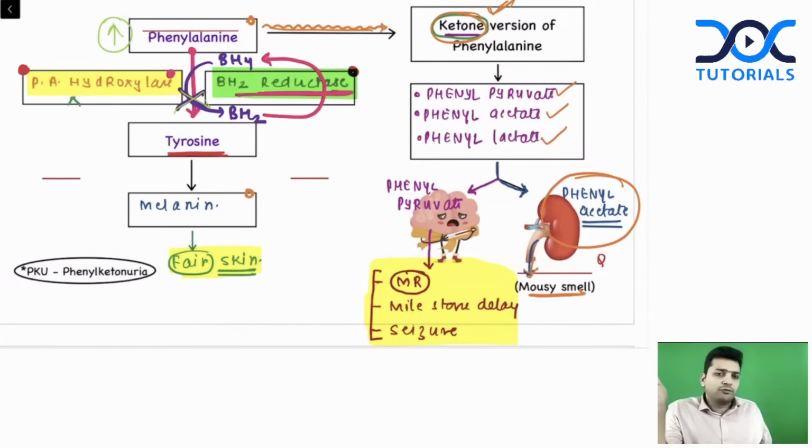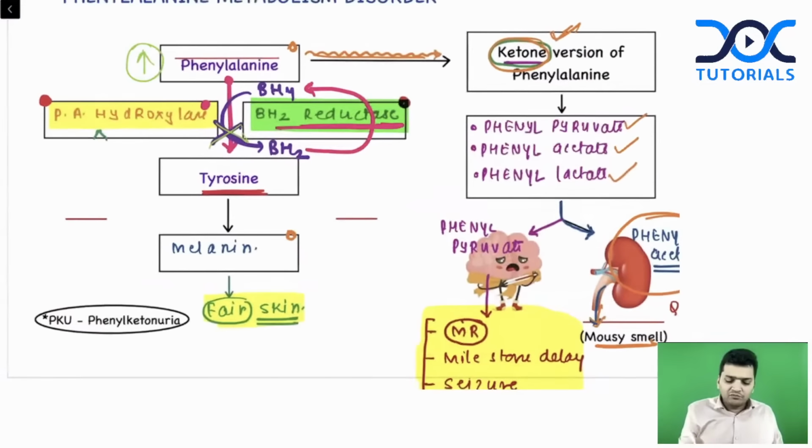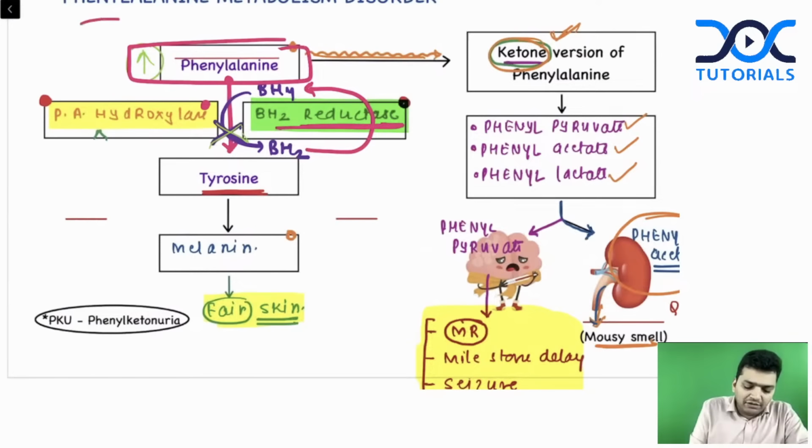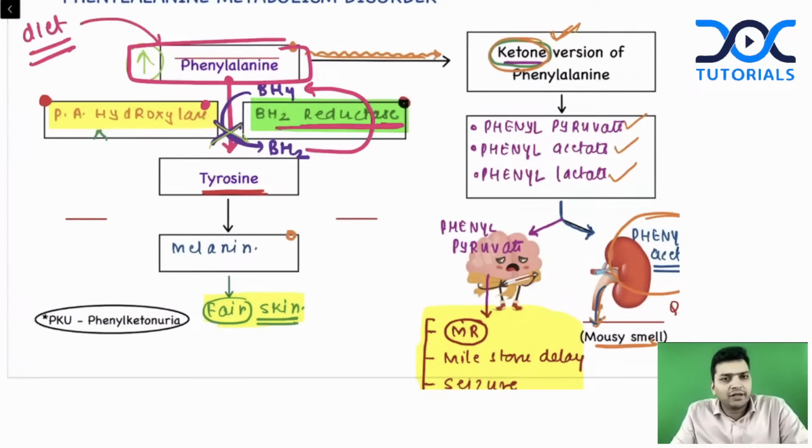And how are we going to treat it? There are several methods. First, try not to give phenylalanine in the diet, because if the child does not eat phenylalanine, it will not convert into ketones. This phenylalanine is actually coming from the diet, so we tell the mother not to give phenylalanine to the child. Phenylalanine-free diet. Second, because it's unable to convert, we can give a supplement of BH4, so at least some molecules will convert.